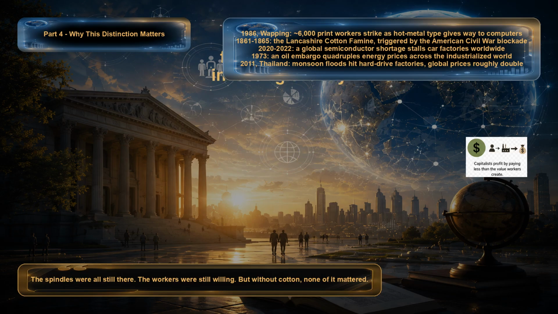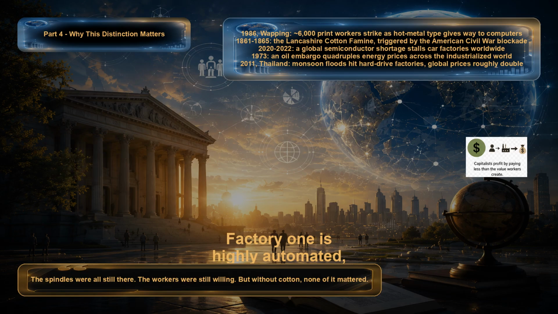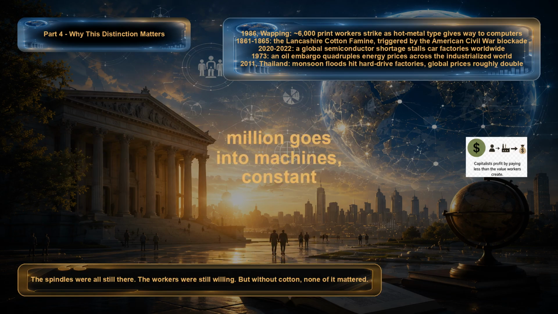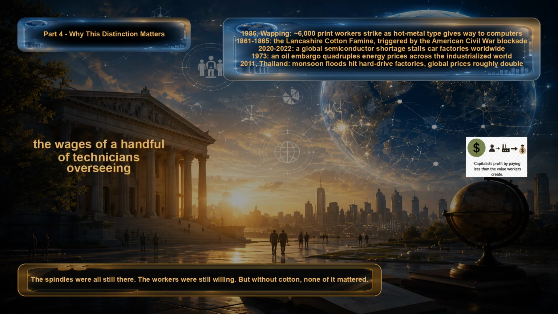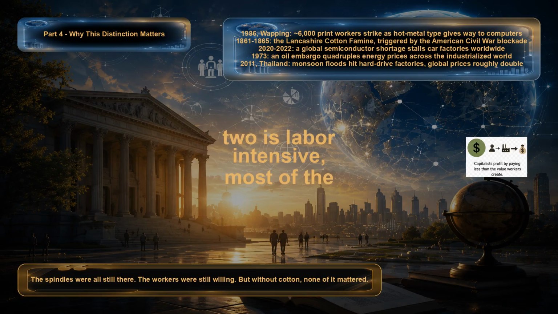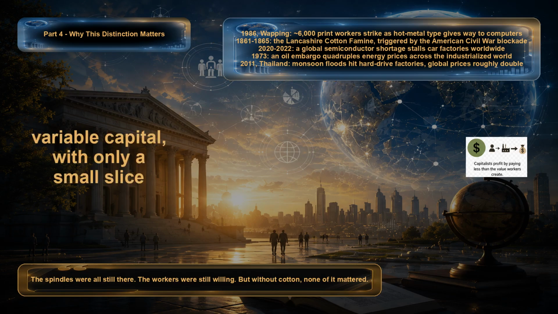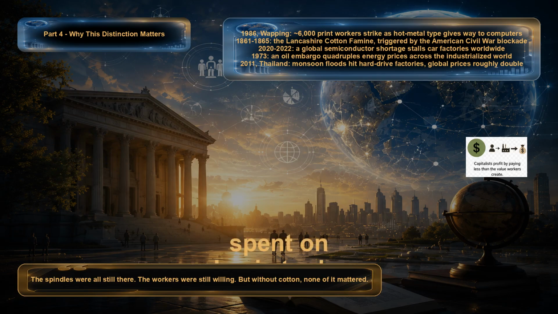Imagine two factories, each investing exactly 1 million units of currency. Factory 1 is highly automated. Most of that million goes into machines, constant capital, with only a small slice going to the wages of a handful of technicians overseeing the equipment. Factory 2 is labor-intensive. Most of the million goes into wages for a large workforce, variable capital, with only a small slice spent on basic tools.